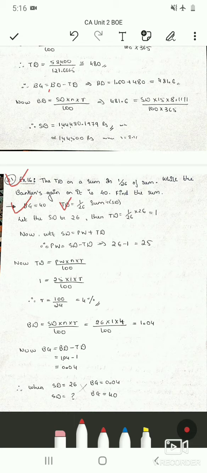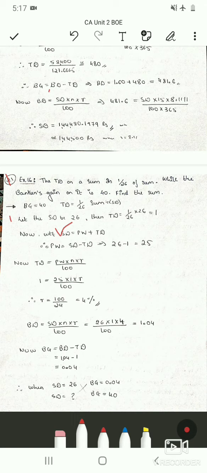So we had seen such problems earlier, in the first class of the second chapter, where we were studying present worth and discount. We had solved a few problems. So when the true discount is given as 1 by 26th of the sum due, and they have asked to find out the sum due, let us assume the sum due to be 26. Then what will be the true discount? It will be 1. So now if you remember, in the first class we had seen the relationship between sum due, present worth and true discount.